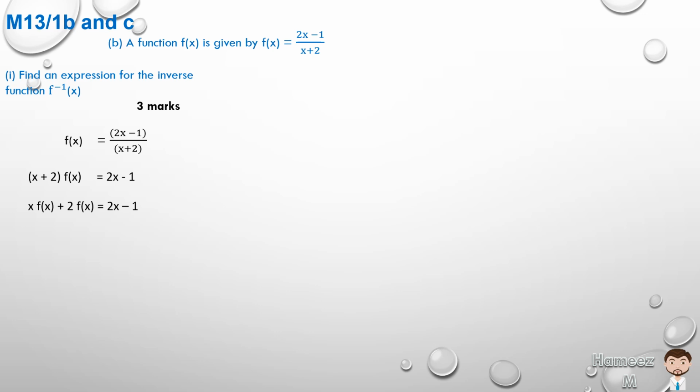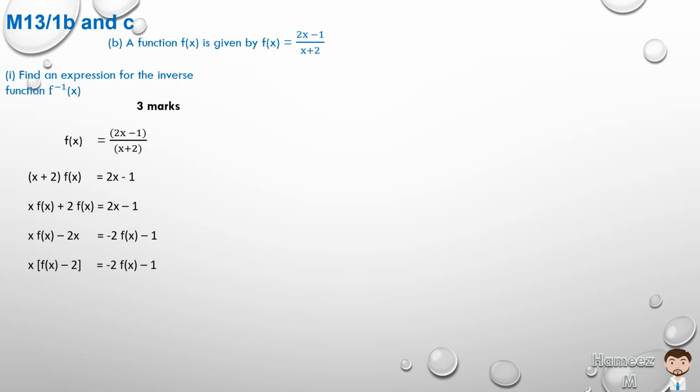And we can put all the x's on one side, on the left-hand side, and everything else on the right-hand side. So we'll bring across the 2x, so it will be x f of x minus 2x is equal to, take the 2f of x on the left side and carry it across to the right. So we'll get minus 2f of x because it was adding, and now it's doing the opposite, minus 1. So we can factorize out the x on the left-hand side. So we get x by f of x minus 2 is equal to minus 2f of x minus 1.